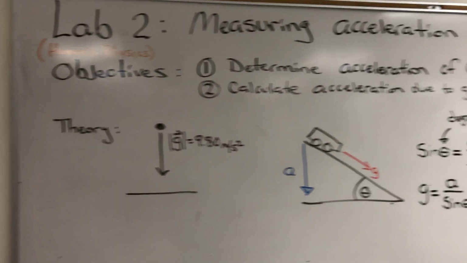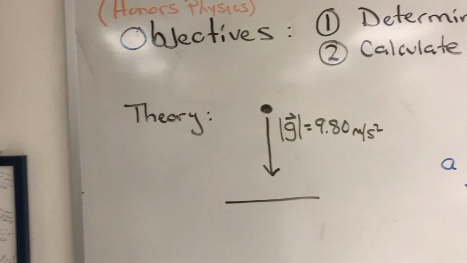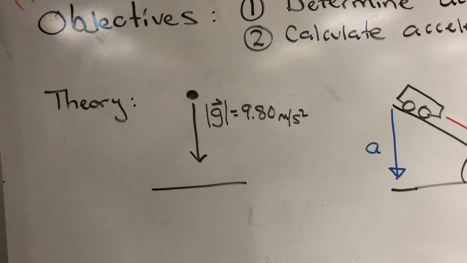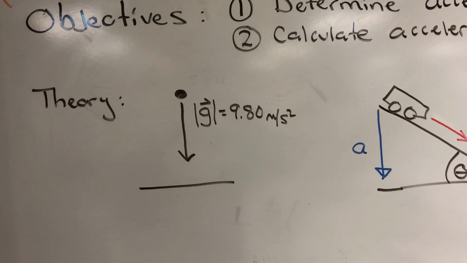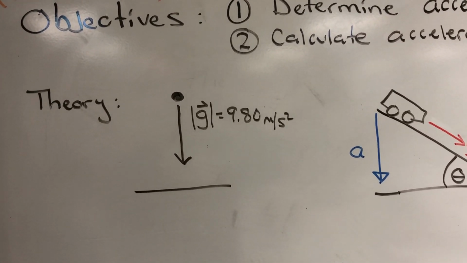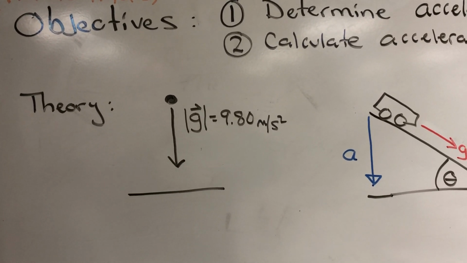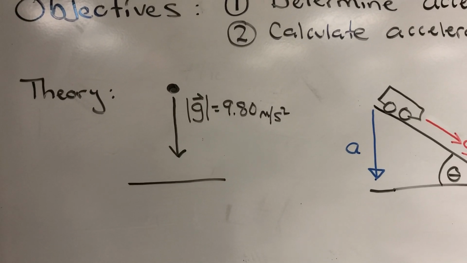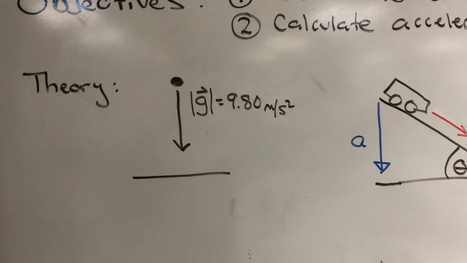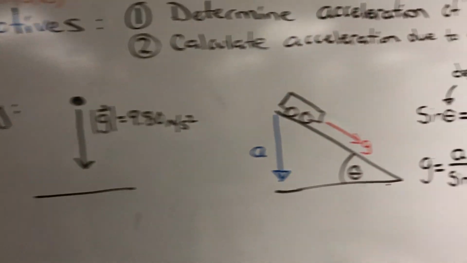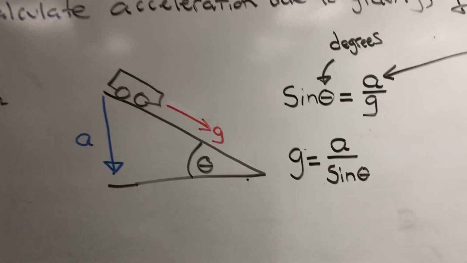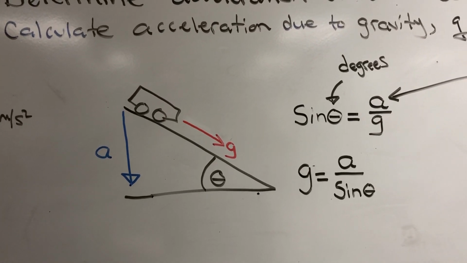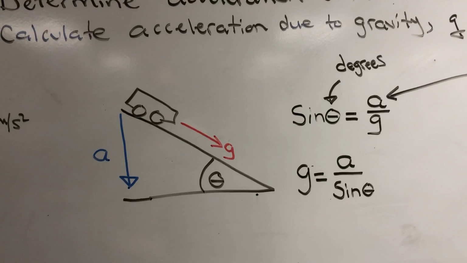Okay? Now, the theory part is that, in theory, when a ball is dropped in the absence of air resistance, a ball will drop straight down at an acceleration, notice here g with the absolute value and the vector symbol means magnitude. The magnitude value is 9.80 meters per second squared. Okay? Now, in a ramp situation, later we will discuss why a is straight down and why g is at the slope of the triangle here.